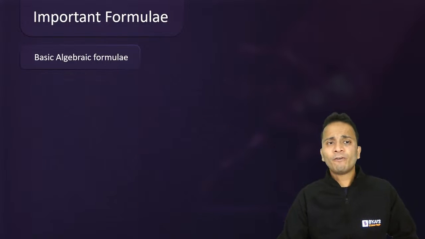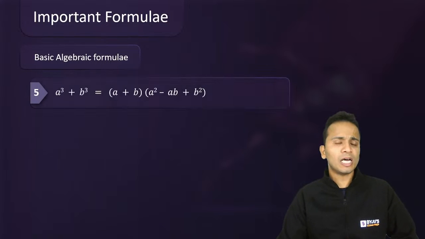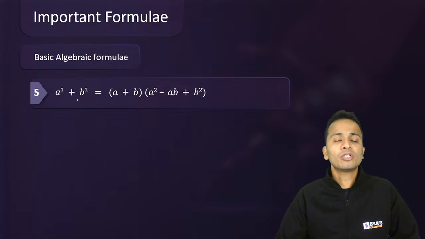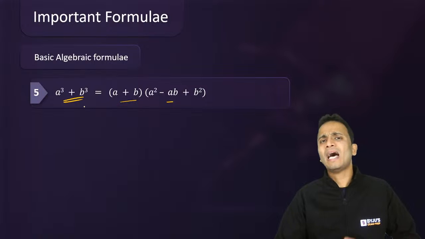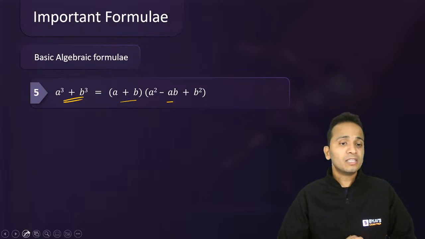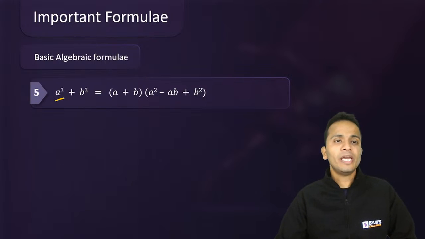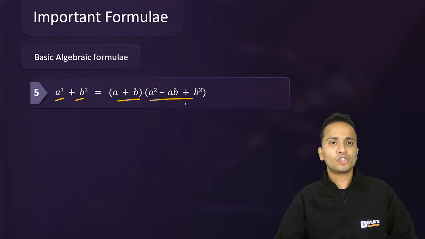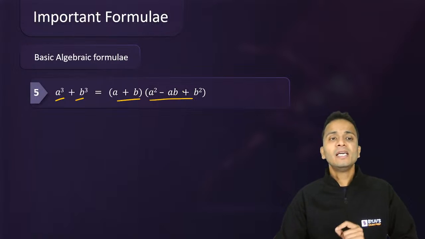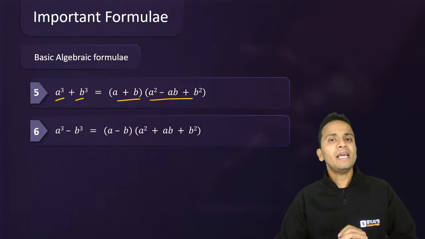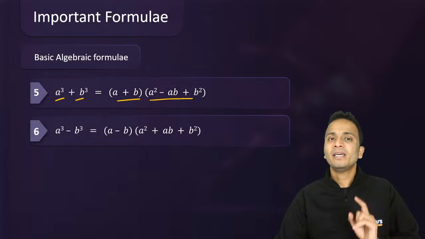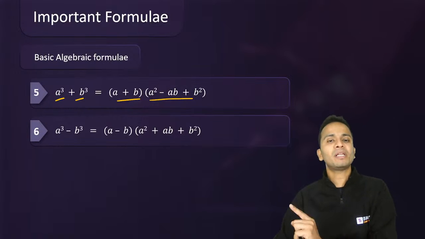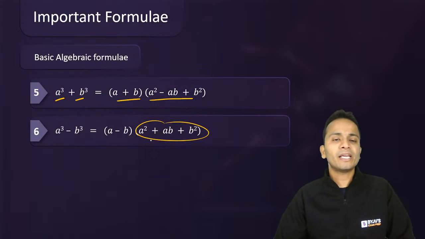The more important formulas related to cubes are the factorized forms of a³ + b³ and a³ − b³. So a³ + b³ is (a+b)(a² − ab + b²). Similarly, a³ − b³ will be (a−b) multiplied by (a² + ab + b²). So here in this bracket, all the signs are positive.